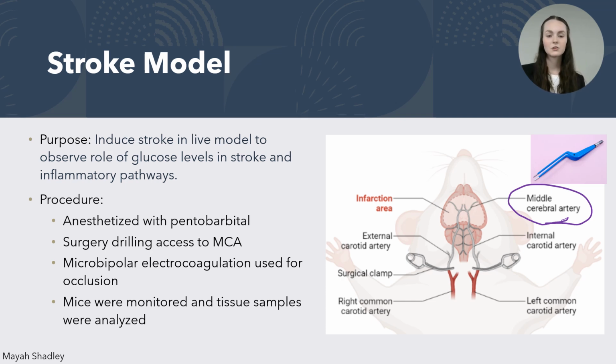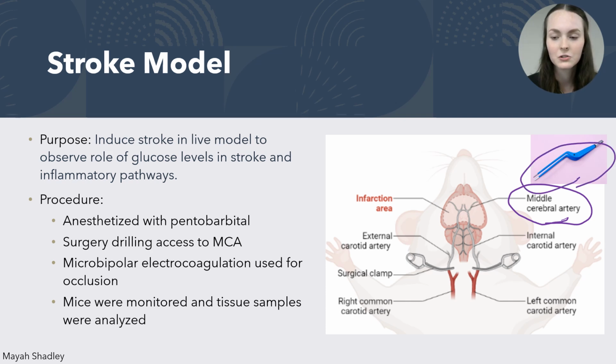So basically they used this microbipolar electrocoagulation, which is kind of a fancy way to say cauterization, if you know what cauterization is. And so right here I put this little pair of tweezers to represent this. Basically this is coming into this middle cerebral artery right here, and they would pretty much snip it so that it couldn't have blood flow through it, but it wasn't completely cutting it so that the mice were hemorrhaging. And then once this happened, the mice were monitored for tissue samples after 48 hours. I'll also talk about more of that experimental process once we get into the figures as well.